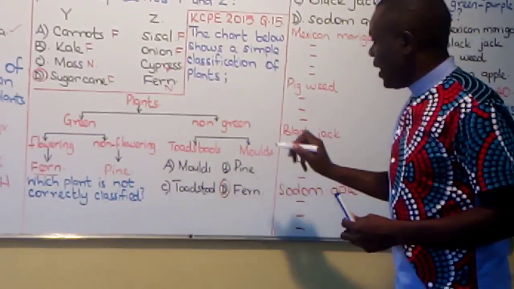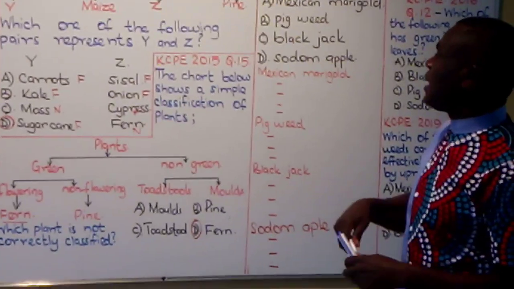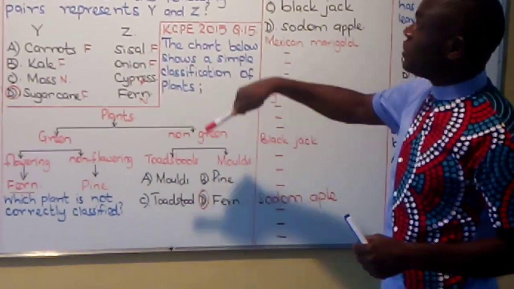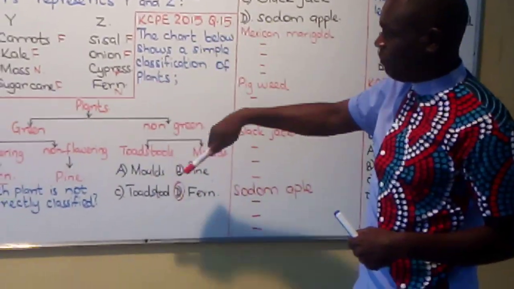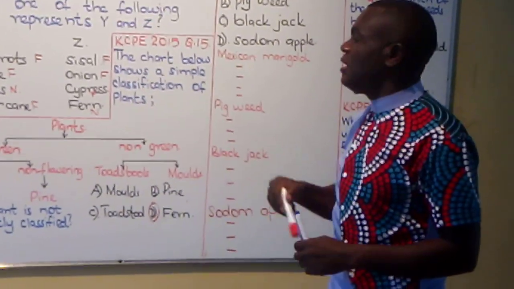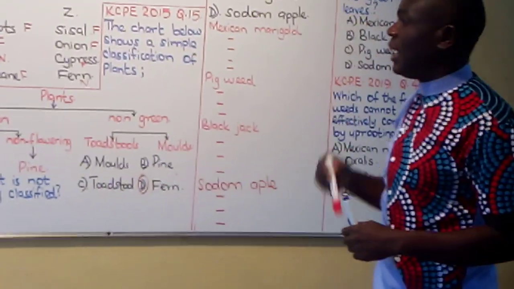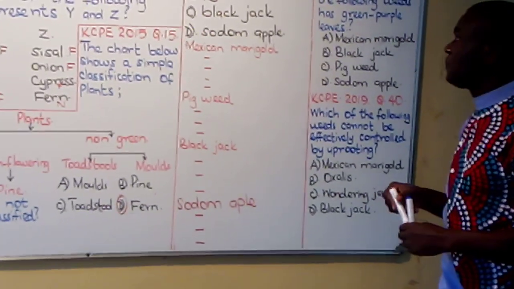Again, you can collect KCPE questions that are talking about classification of plants, grouping plants depending on how they are and their characteristic features.